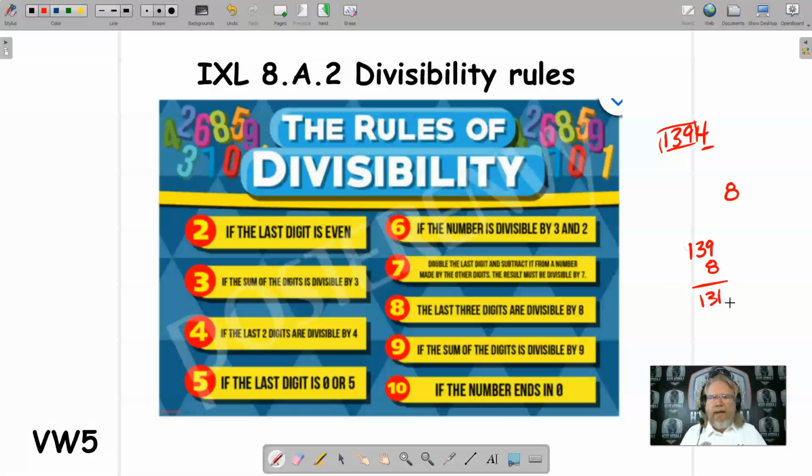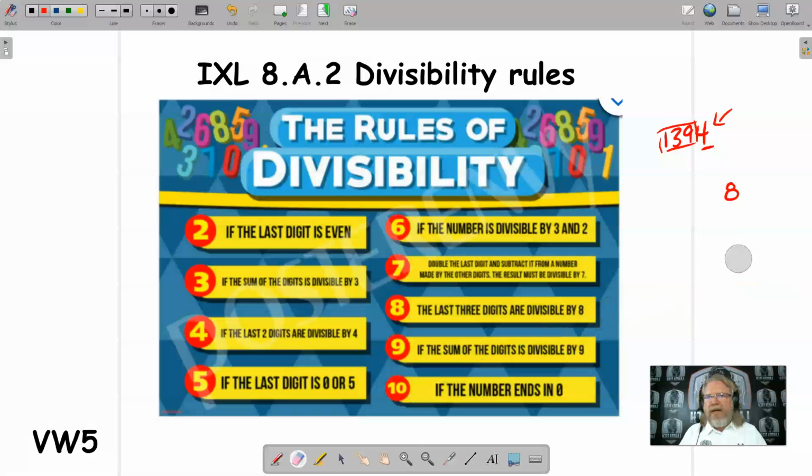Is this divisible by 7? Well, we could take this 1 and double it to get 2, and the remaining number is 13. So 13 minus 2 is 11. Will 11 divide by 7? No, it won't. So the original number, 1,394, won't divide by 7 either.